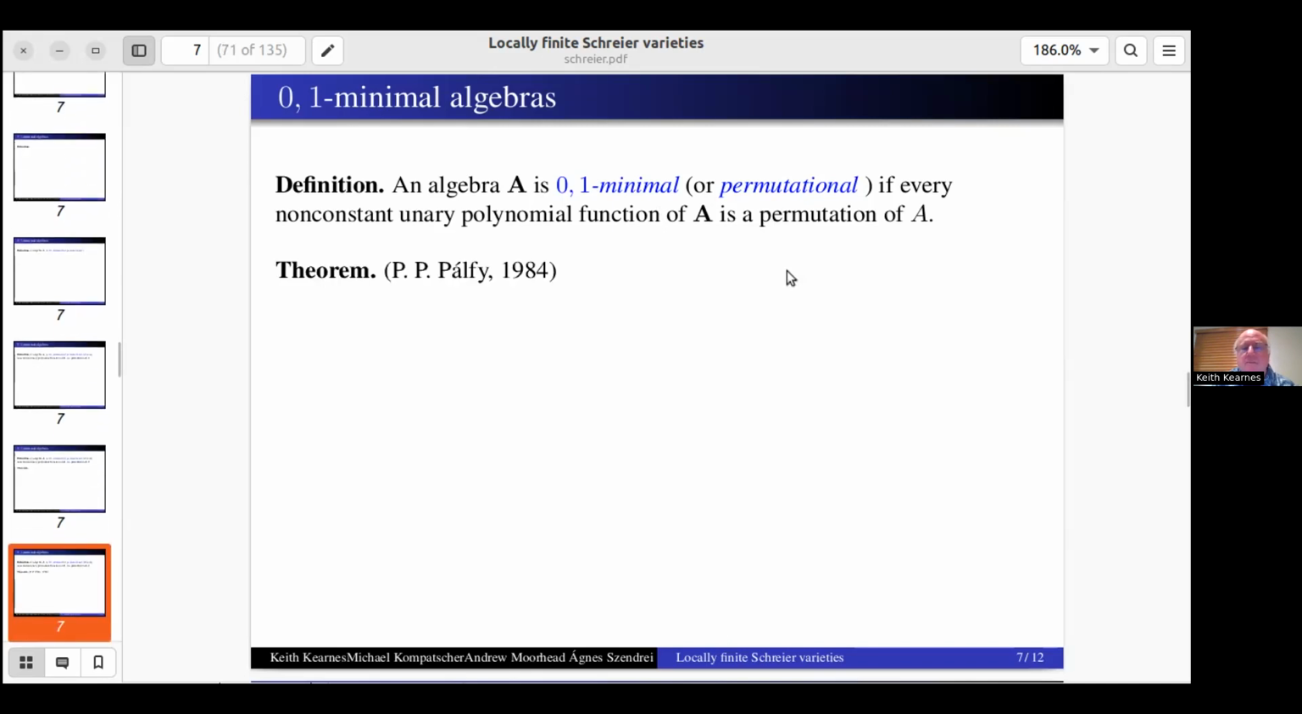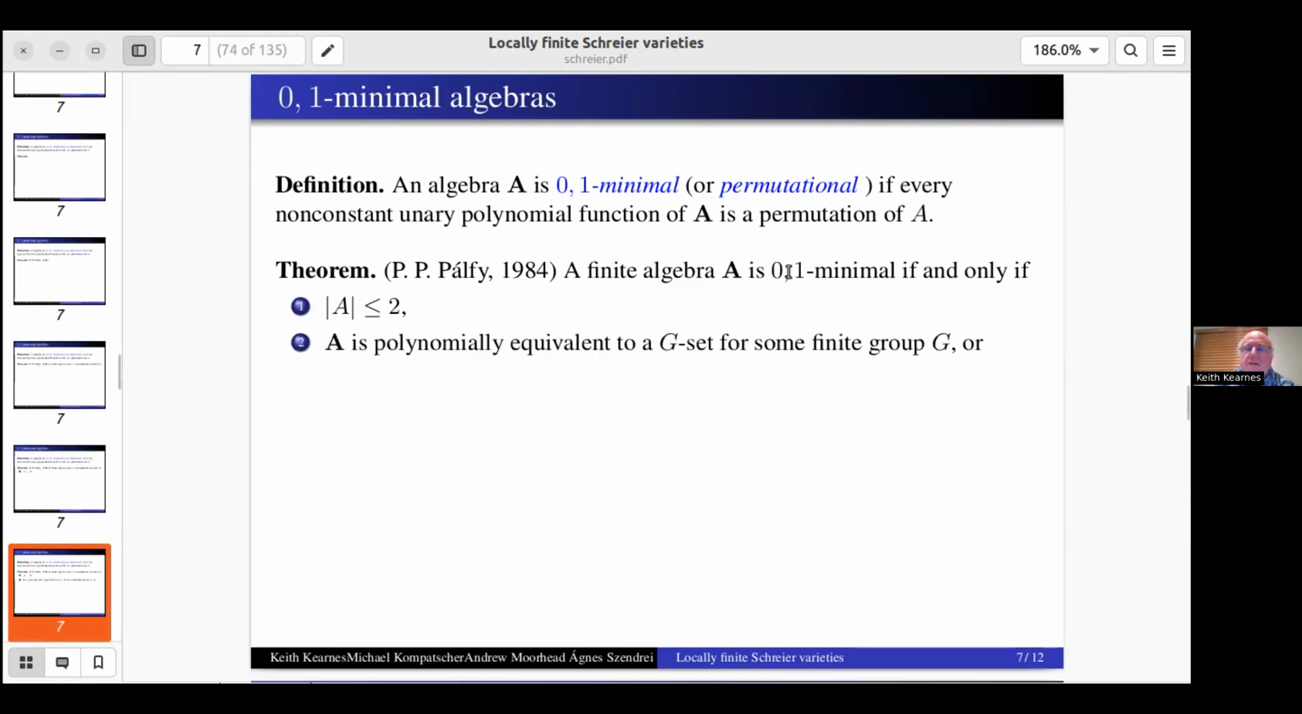Here's Palfy's theorem. A finite algebra is 0-1 minimal if and only if it's on the following list. Algebras of size at most 2. Algebras that are polynomially equivalent to a G-set for some finite group G. Or algebras that are polynomially equivalent to a vector space over some finite field F.